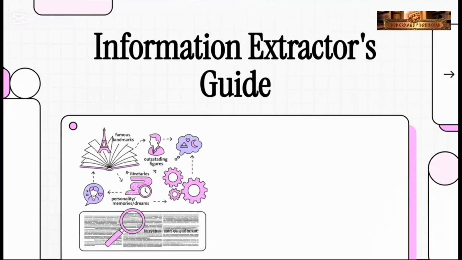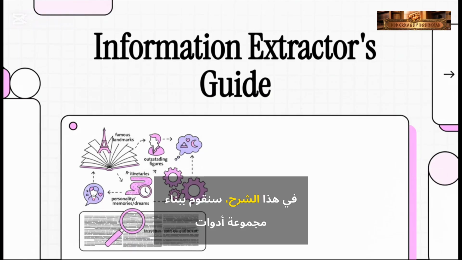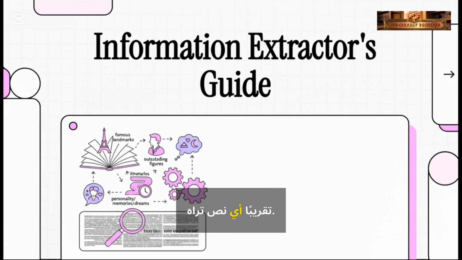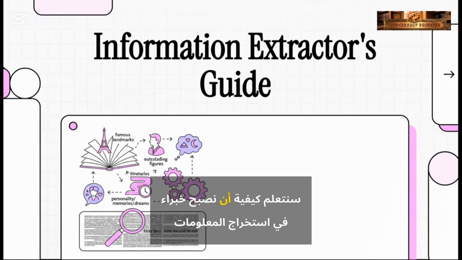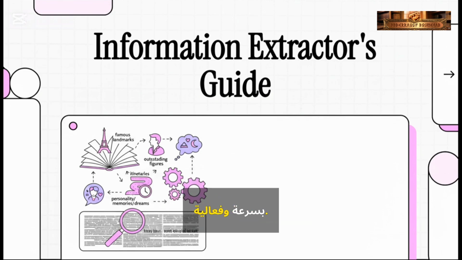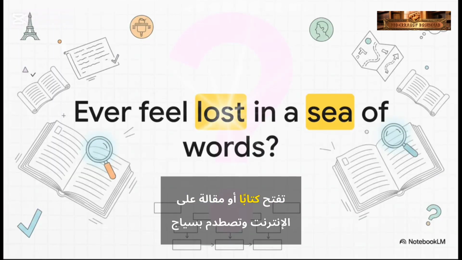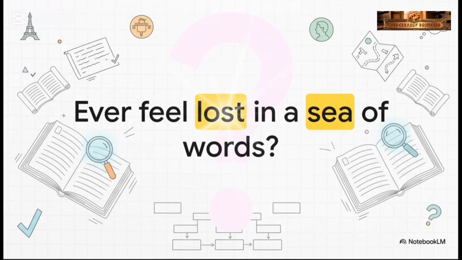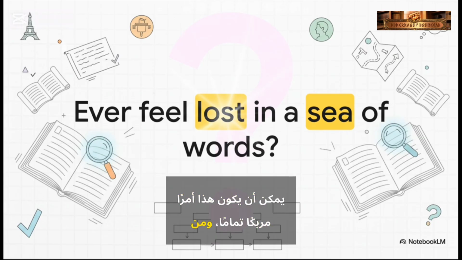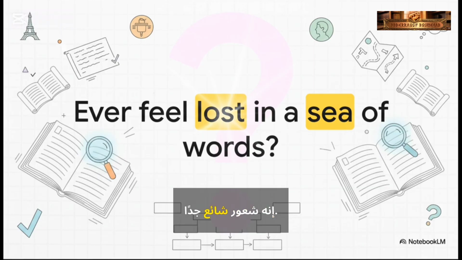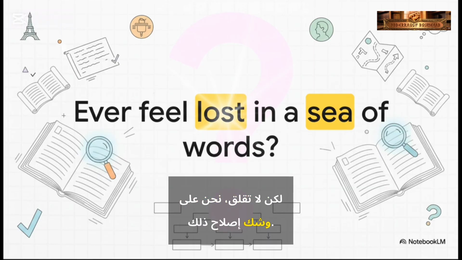All right, welcome. In this explainer, we're going to build the ultimate toolkit for understanding pretty much any text you come across. We're going to learn how to become an expert at pulling out the most important information super quickly and effectively. So let's dive right in. You know that feeling, right? You open a book or an article online and you're just hit with a wall of text. It can be totally overwhelming, and it's tough to even know where to start looking for the important stuff. It's a super common feeling, but don't worry, we're about to fix that.